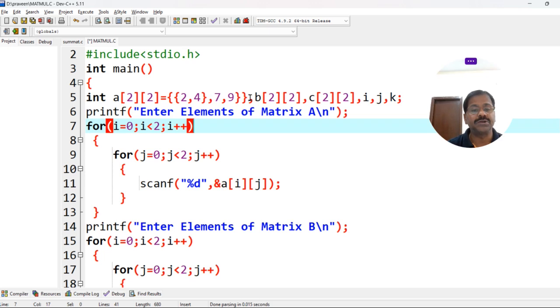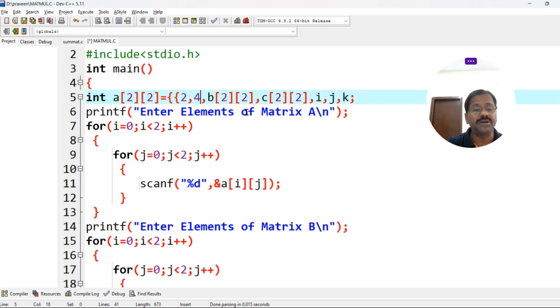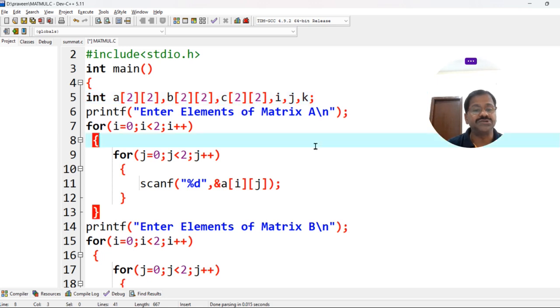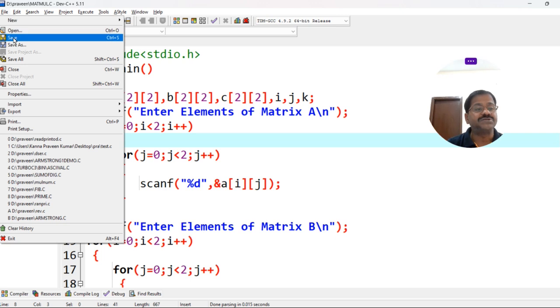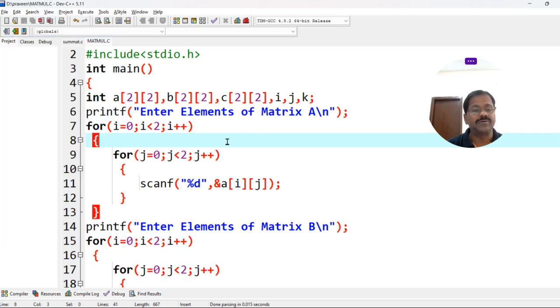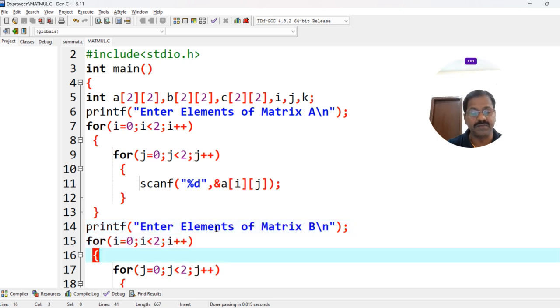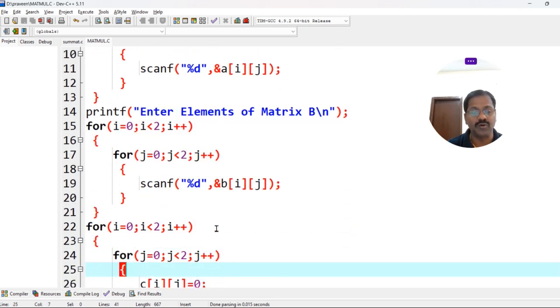Okay, but here I'm going to read through keyboard, so that's why dynamically I want to give. That's why I won't use this. I'm saving the program. Okay, this is the declaration, but I didn't initialize values. Why? Because I'm going to read values through the keyboard for the matrix A. Similarly, I will read the matrix elements for the B through keyboard.